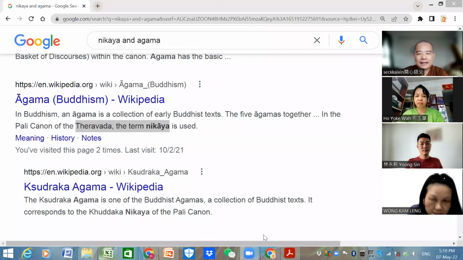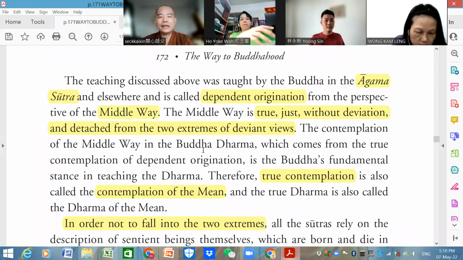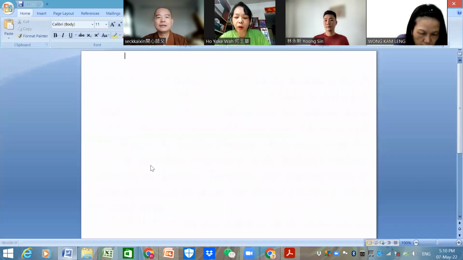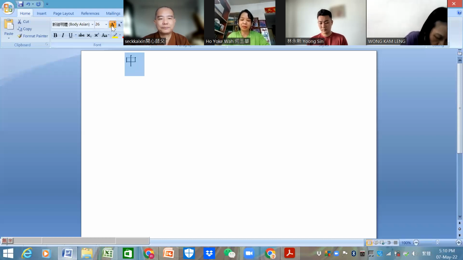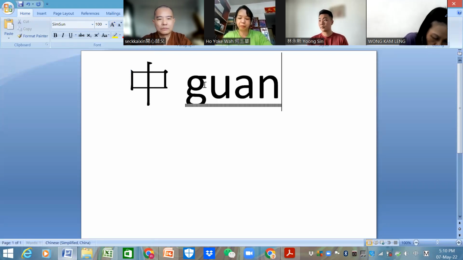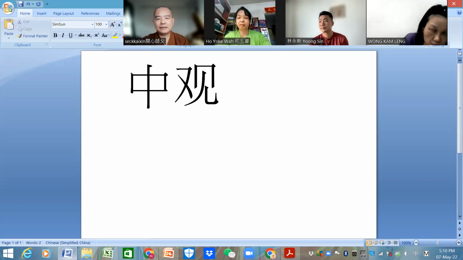Okay, so class, then we come back here again. Why are we talking about dependent origination? There's always one word we call the middle way. Let's take a look. Middle way, contemplation of the mean. So what is contemplation of the mean in Mandarin? 中观. Yes, that's true. Please write down the words. This is very famous, 中观. Okay, let me use the abbreviated Chinese word. 中观. So this is the middle contemplation.